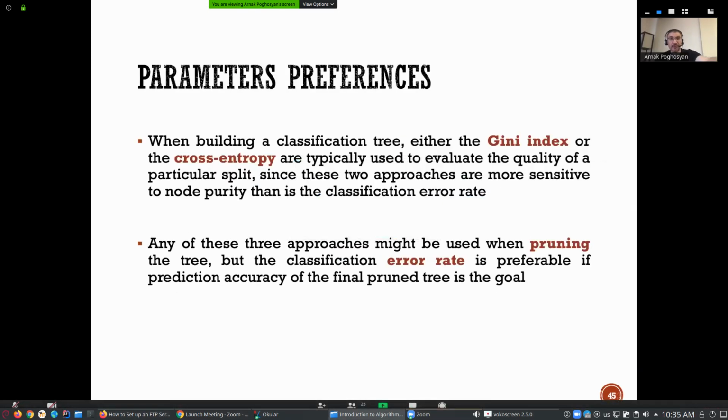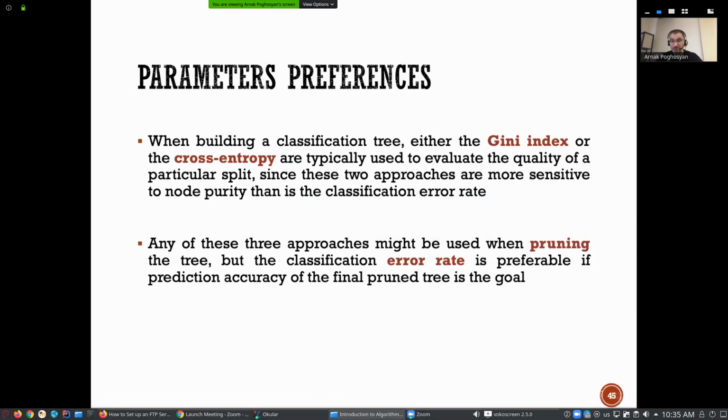Okay, we were here, parameters preferences. We were talking about which measure to use in case of classification. Based on some observations, error rate is not always sensitive enough to use while we are splitting decision trees. Instead of error rate, we decided to use Gini index or cross entropy while splitting.